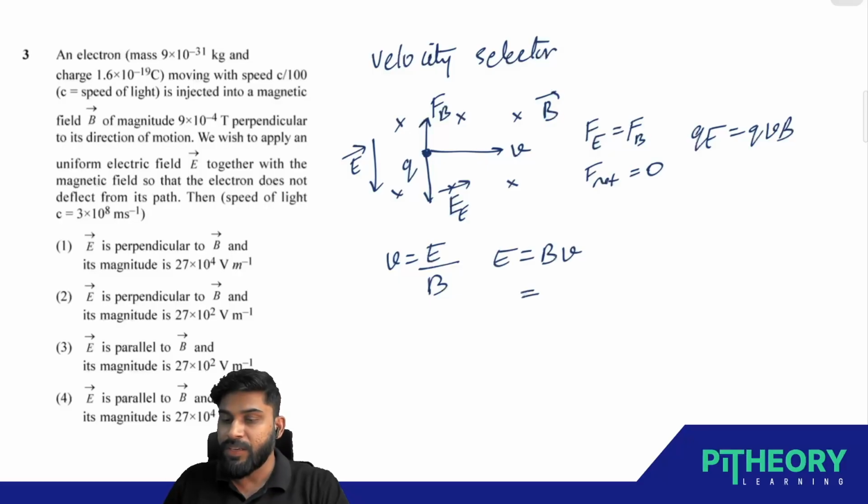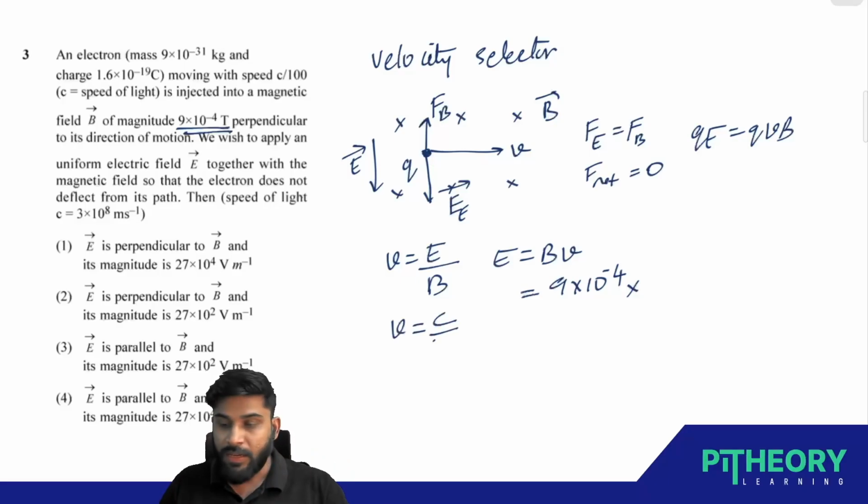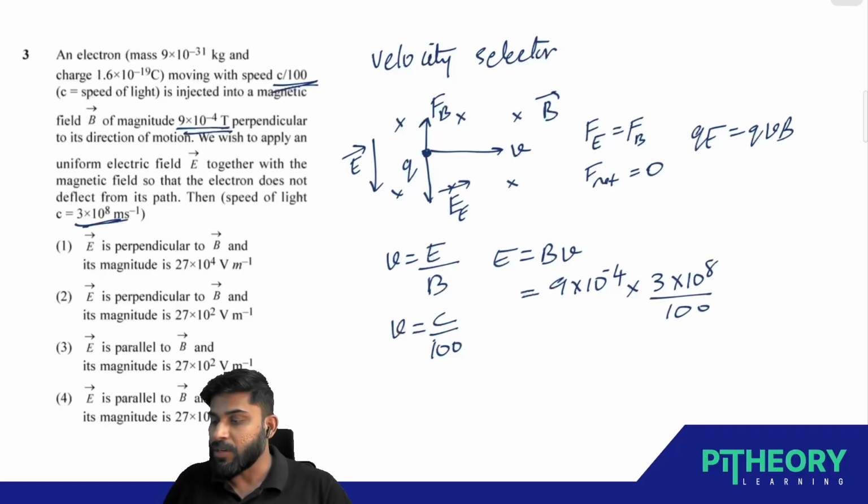Correct. So here B is given. How much is the magnetic field given? 9 into 10 to the power minus 4, into what is C here? Velocity is given as C by 100, where C is 3 into 10 to the power 8. So C is 3 into 10 to the power 8 divided by 100. So what are you going to get here?